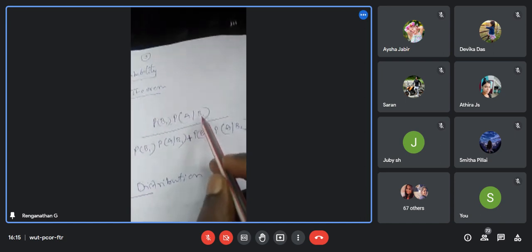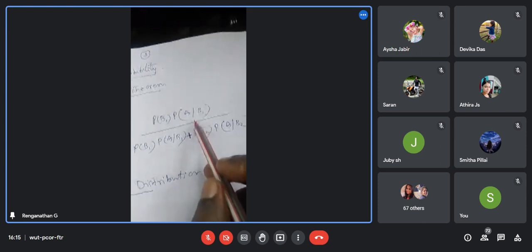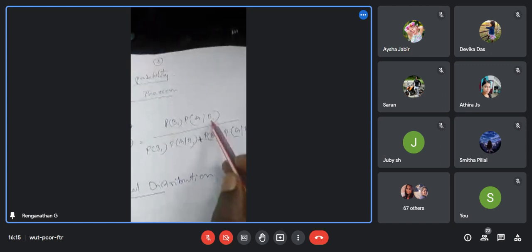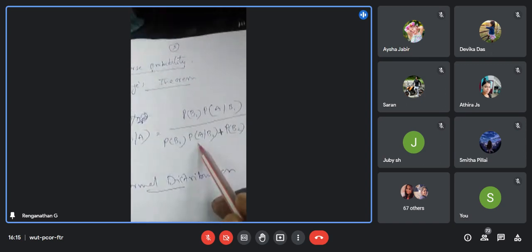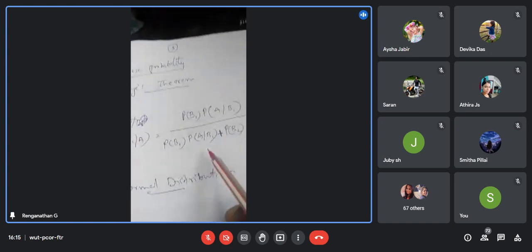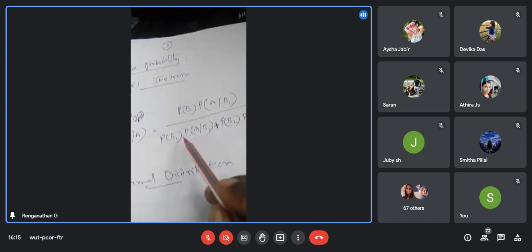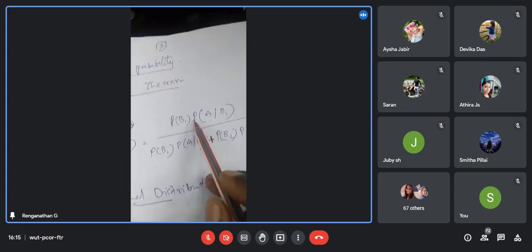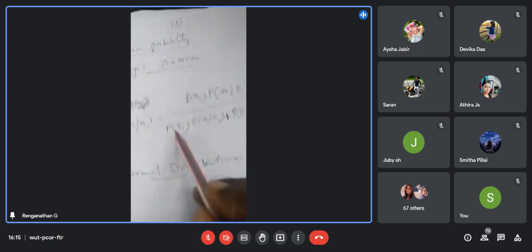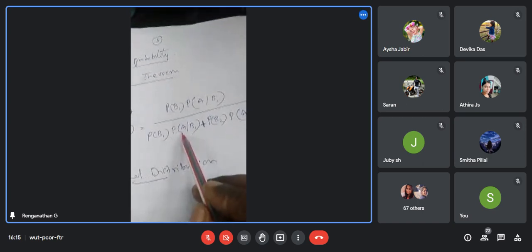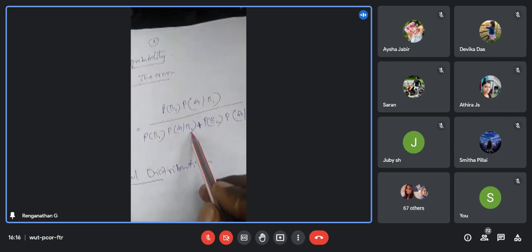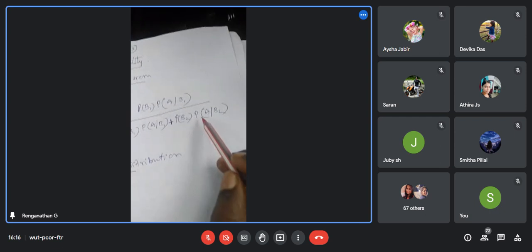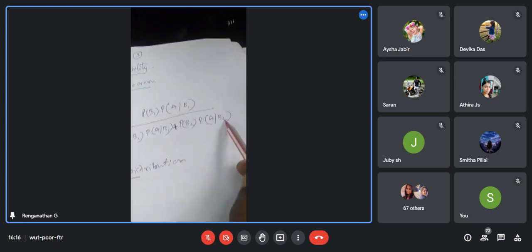P of A means A slash B1. That's the numerator. And in the denominator, there is the total number of causes. Total number of causes include B1 and B2. So we write B1 just like it appears in the numerator. That is P B1 into P A of B1, then plus P B2 into P A of B2.